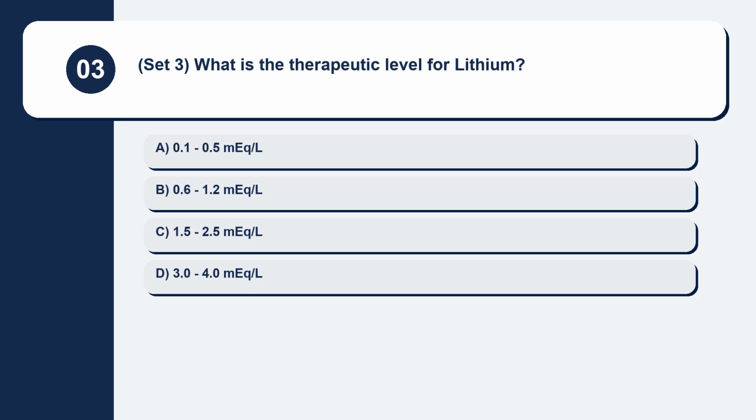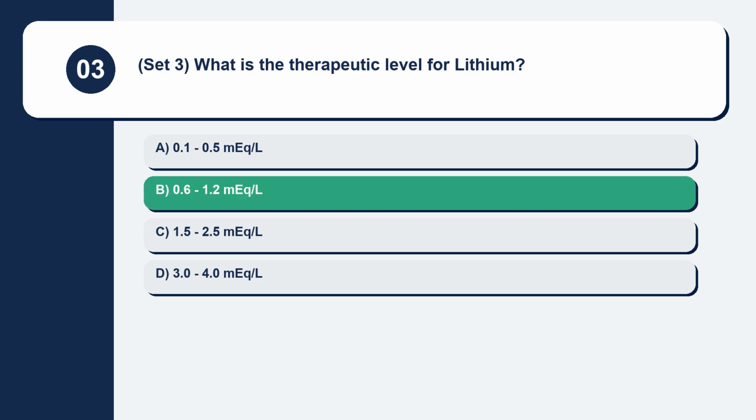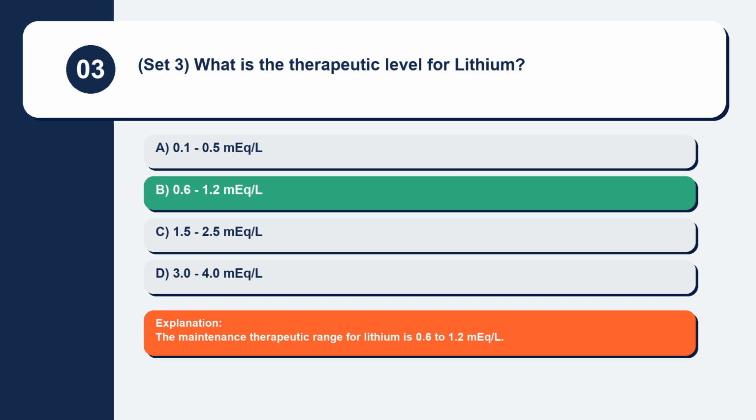Question 3. Set 3. What is the therapeutic level for lithium? 0.1 to 0.5 milliequivalent/L, 0.6 to 1.2 milliequivalent/L, 1.5 to 2.5 milliequivalent/L, 3.0 to 4.0 milliequivalent/L. The maintenance therapeutic range for lithium is 0.6 to 1.2 milliequivalent/L.